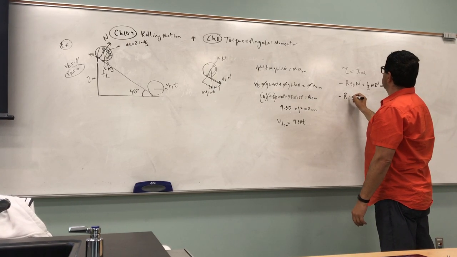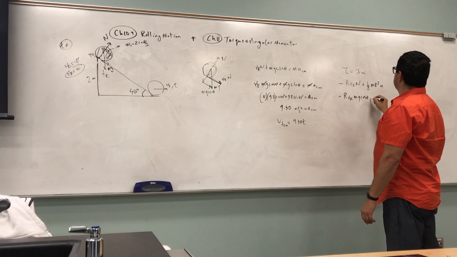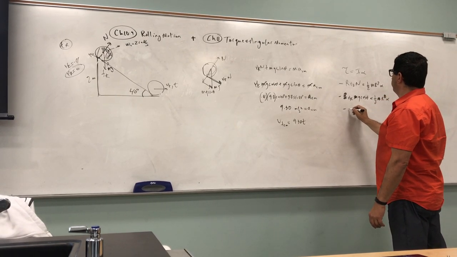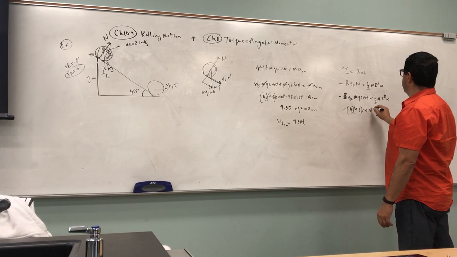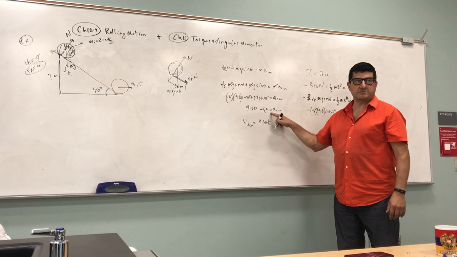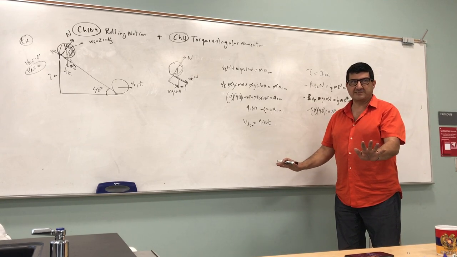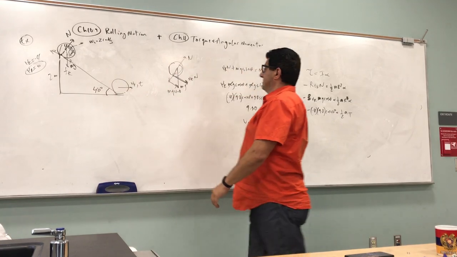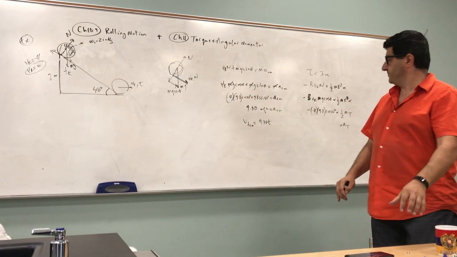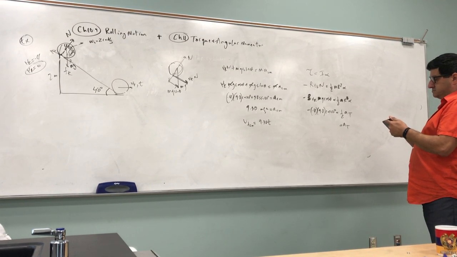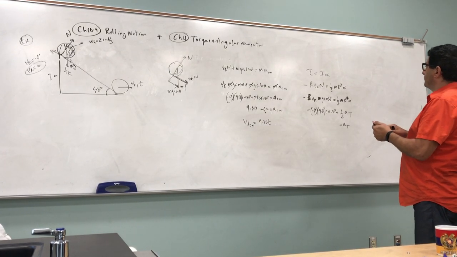Then I put in my N. N is mg cos theta. R cancels, m cancels. Negative 0.4 times 9.8 times cosine 40 times a half. And then R alpha is the tangential acceleration. Now, is this tangential acceleration the same as a CM? No, because it hasn't established rolling motion yet. It's completely different. This is the rate at which the spin is going to slow down. So this is the tangential acceleration, then we solve that. Yeah, R alpha is the tangential acceleration.